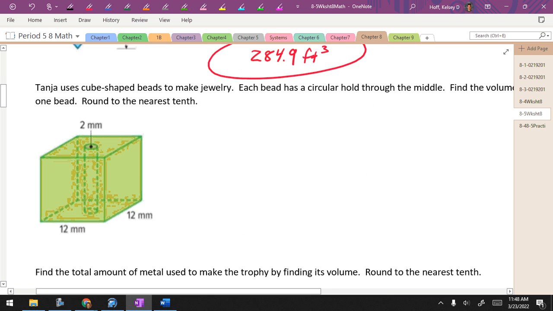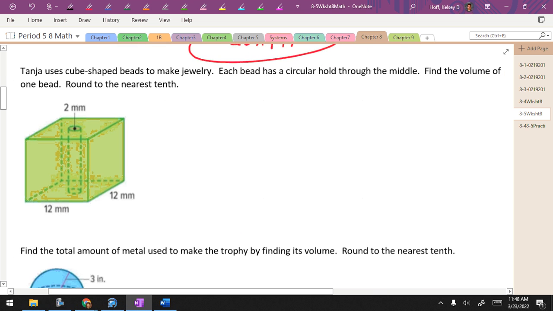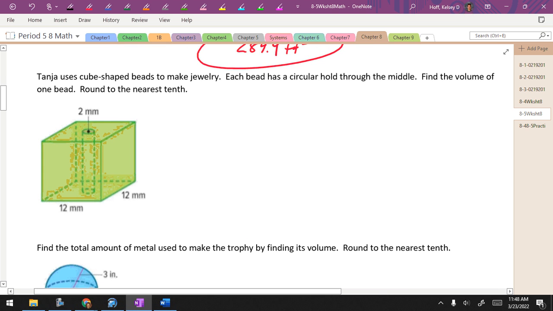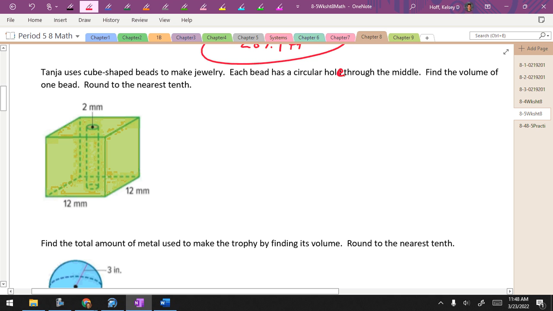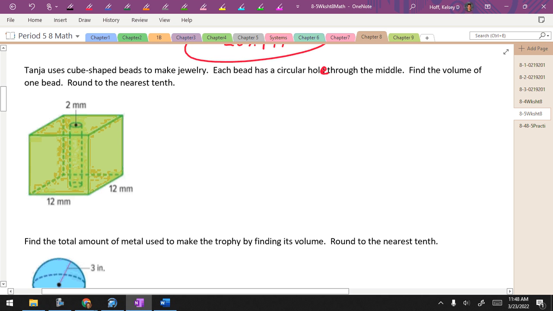Okay. Second one, Tanya used cube-shaped beads to make jewelry. Each bead has a circular hole through the middle. Find the volume of one bead, round to the nearest tenth. What's the big shape that you notice right away? Okay, think less specific. You are correct, that's a cube, but we really call it a rectangular prism, aka a box, right?